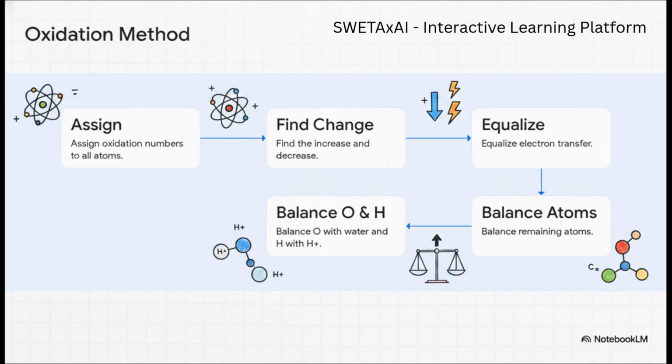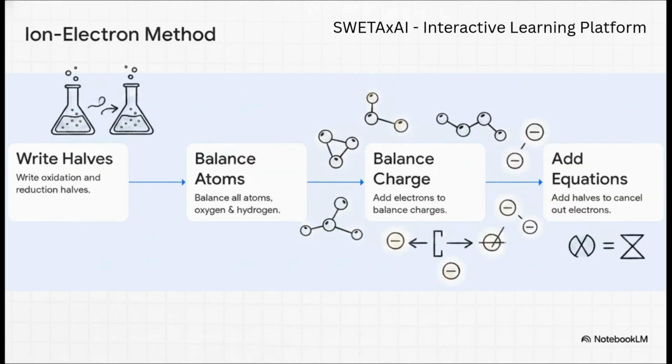Then, you just balance the rest of the atoms, add water molecules to balance out the oxygens, and finally, toss in some H+ ions to balance the hydrogens if you're working in an acidic medium. And that brings us to the second technique, the ion-electron method. For ionic equations, this is absolutely your go-to method. Instead of staring at the whole chaotic reaction at once, you physically split it right down the middle into 2 distinct halves, the oxidation half and the reduction half. You balance the atoms, oxygen, and hydrogen in each half completely separately.